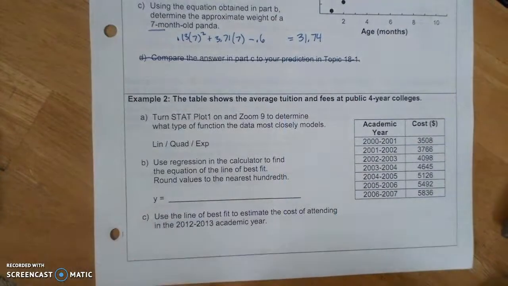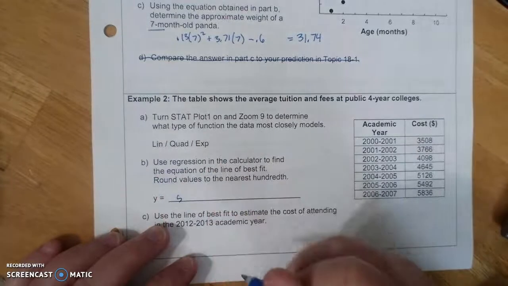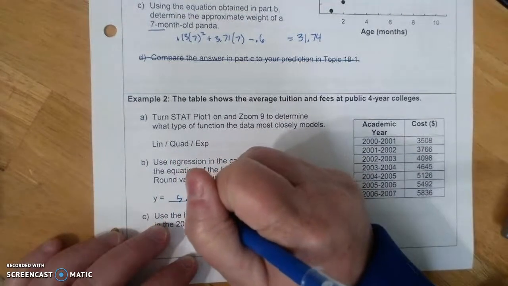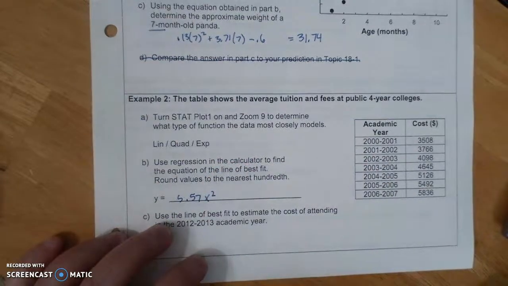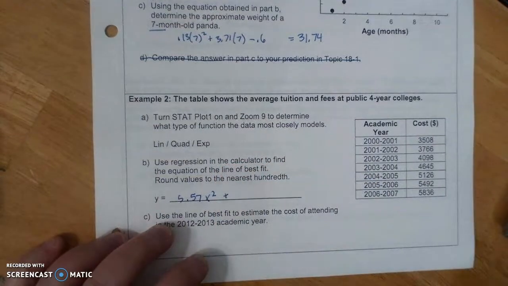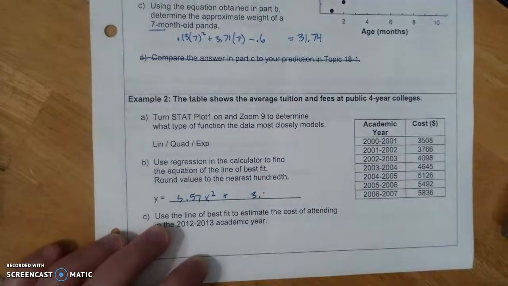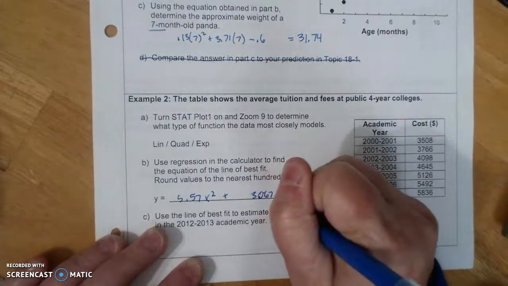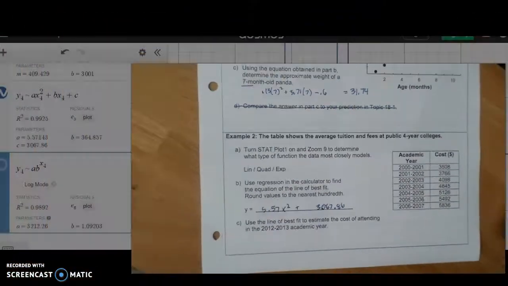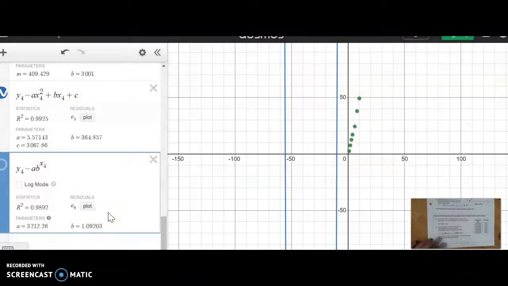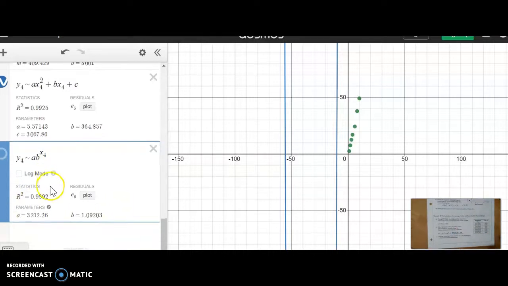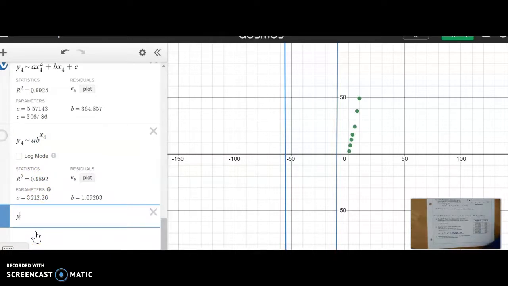I'm going to copy down my formula, and it is going to be y equals 0.57 x squared plus, and then I'm going to have to wait until I shrink my screen again. 3067.86 is my C. And so it's 364.85x plus.